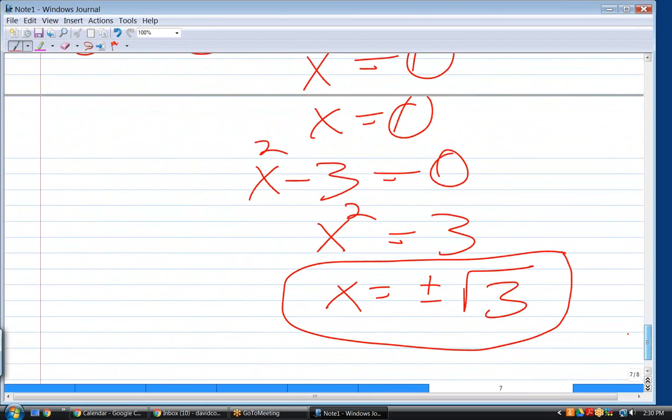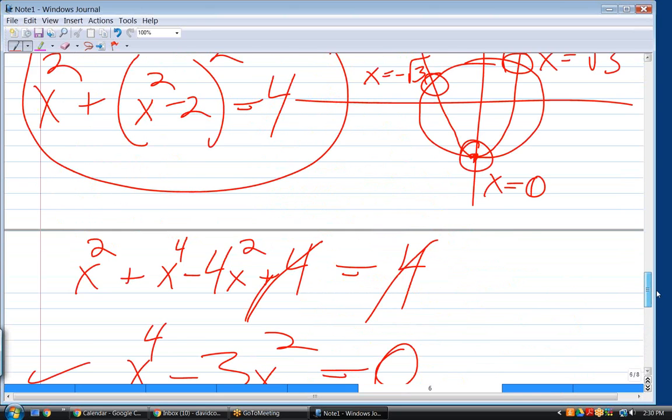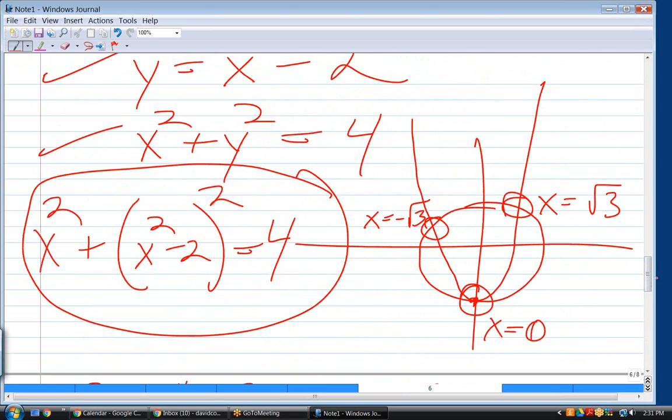If I don't put a plus or minus on that, I only get two solutions: x equals 0 and x equals square root of 3. So that should be a clue that you've made a mistake when you only come up with two solutions. That's one advantage in drawing a picture, is that you can see exactly how many solutions you're going to have.